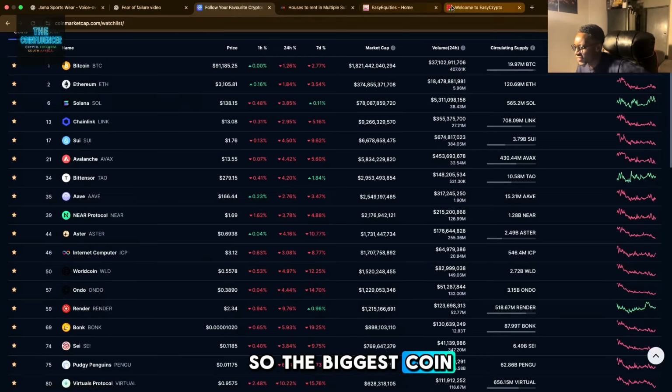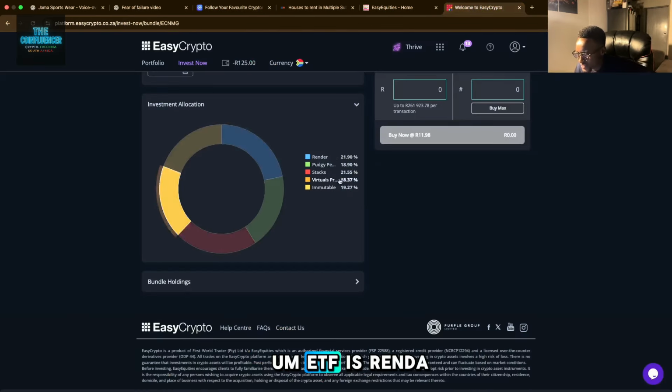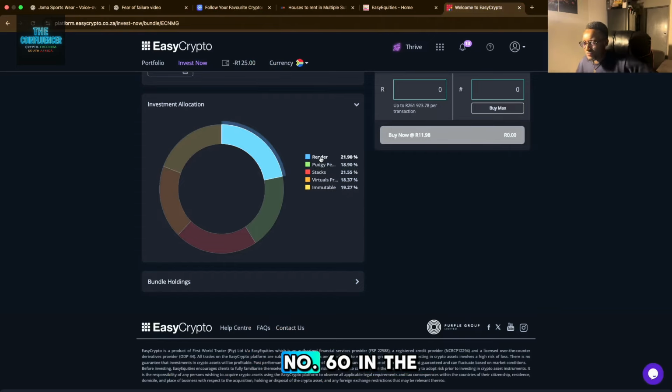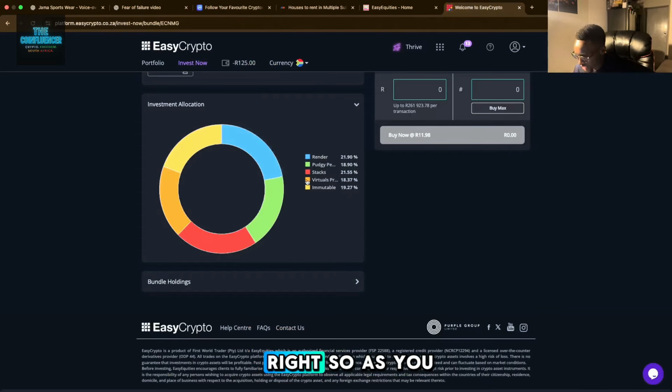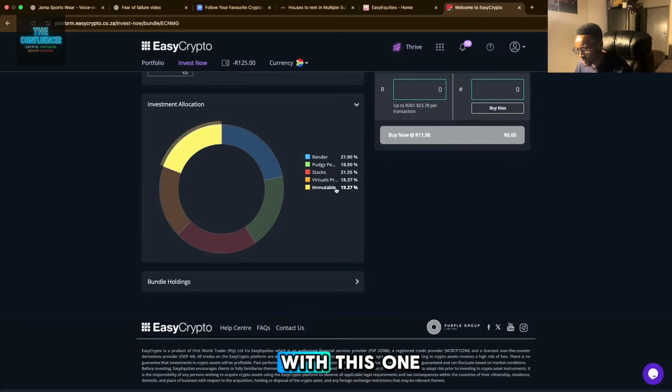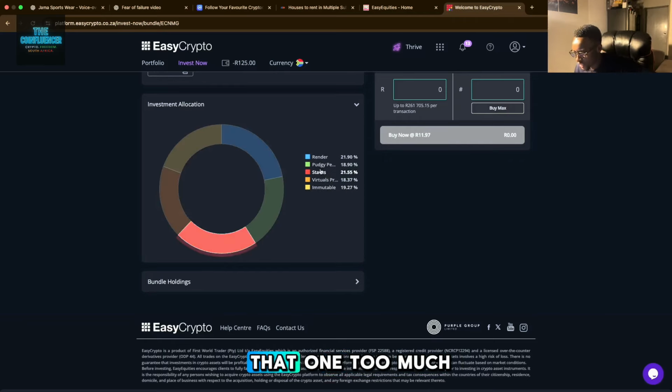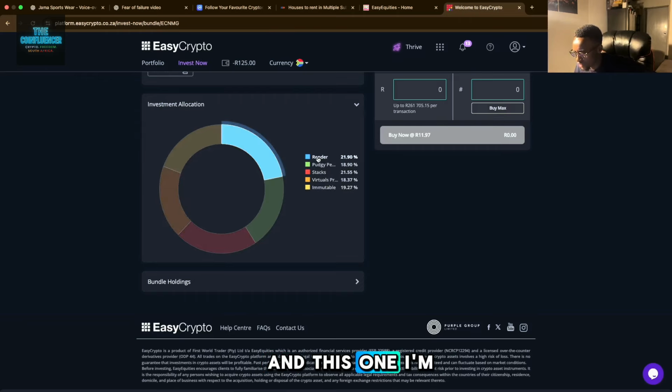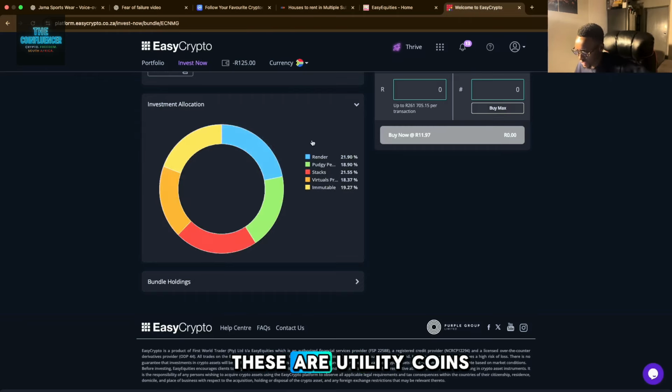So the biggest coin in this ETF is Render, and Render is like number 60 in the list of market caps, right? So as you can see, this is a higher risk ETF. It's still good coins though. It's not like coins that are going to vanish overnight. No. So I'm not familiar with this one, and Stacks as well, I'm not familiar with that one too much. But this one, and this one, I'm already invested in them myself. These are utility coins that you can trust, but anything can happen in crypto. These are still high risk, but trustworthy high risk. So this is like managed risk.